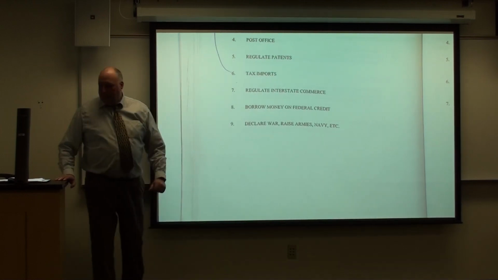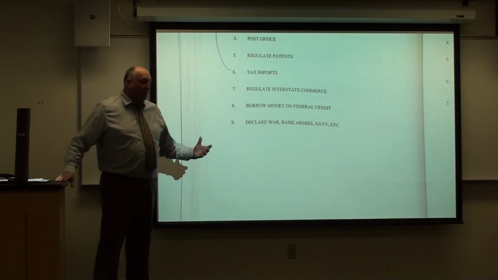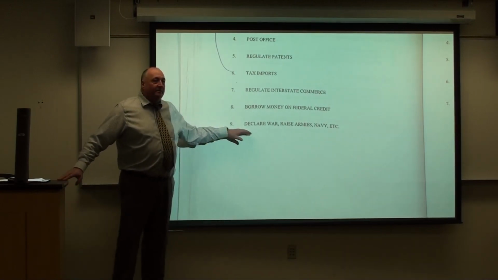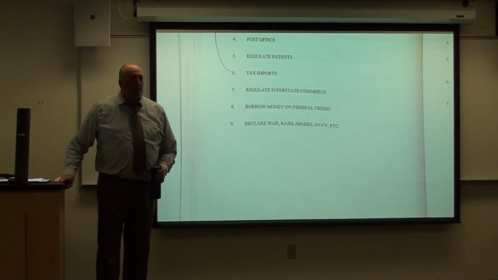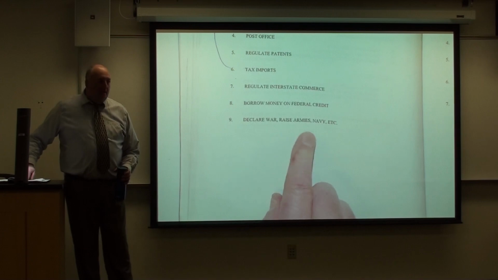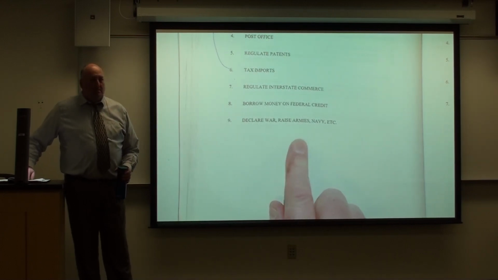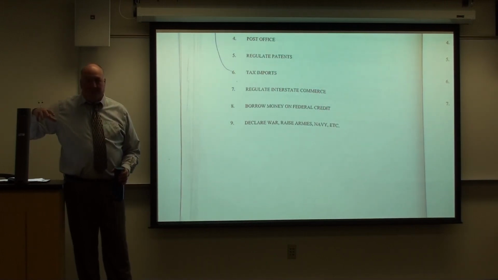Number 8, only the federal government can borrow money on federal credit. Pretty obvious. And number 9, finally, only the federal government has the authority to declare war against a foreign nation or foreign entity, have armies, Navy, Air Force, Marines, etc. And you have National Guard, which is at a state level, but it's ultimately overseen by the federal government.